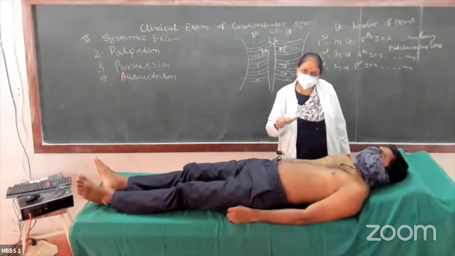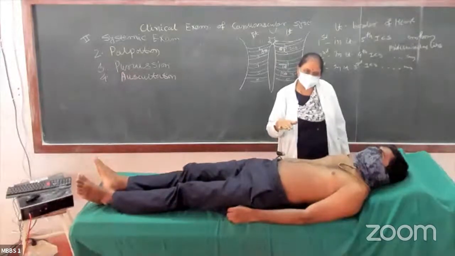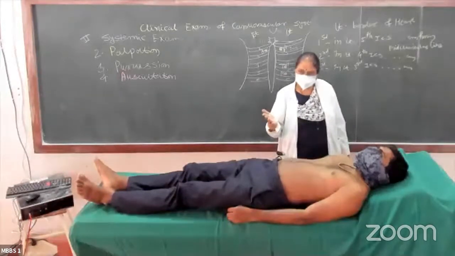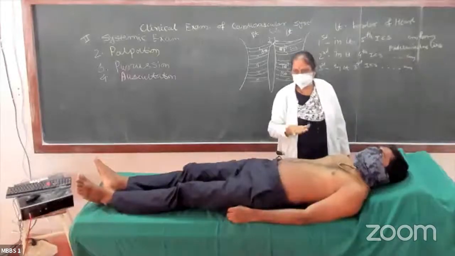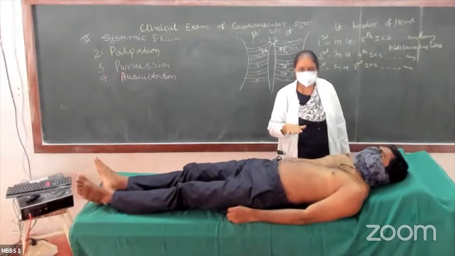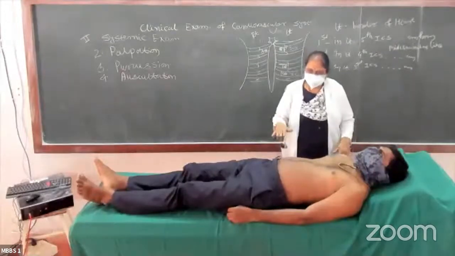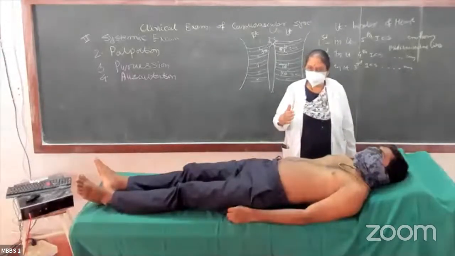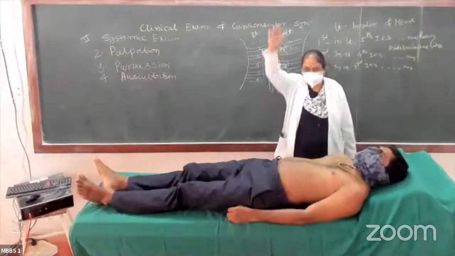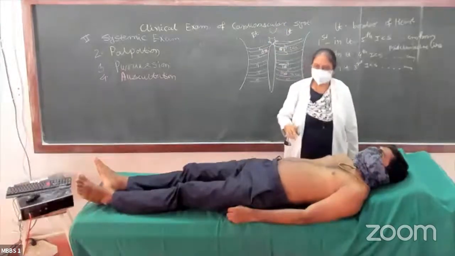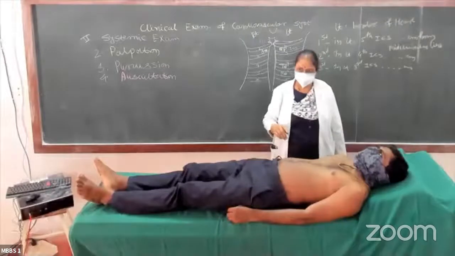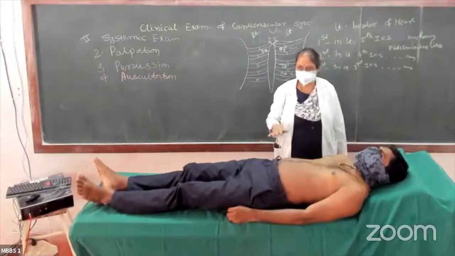Normal average weight is 60. 90 kg is obese. 30 kg is thin. So build: average, stout and short, or tall and thin. Second point is the nourishment. For the nourishment, see the muscle structure, muscular.